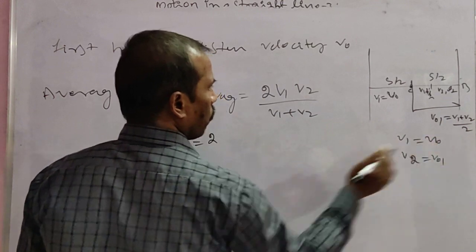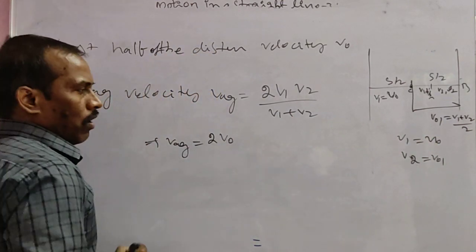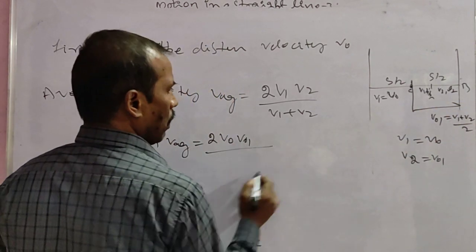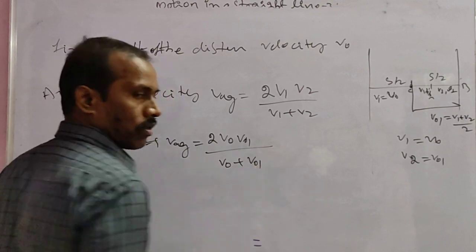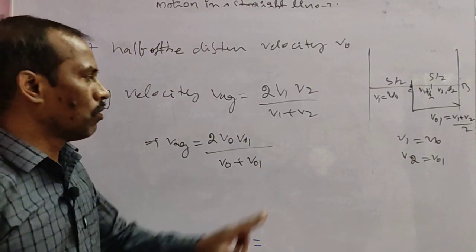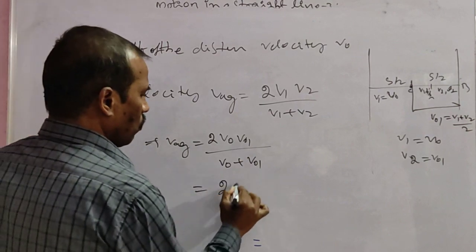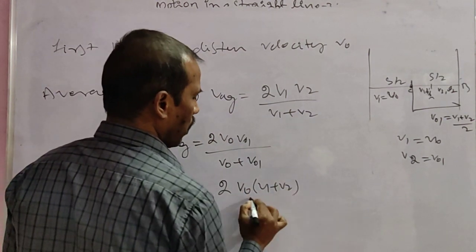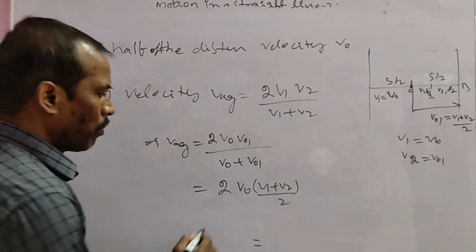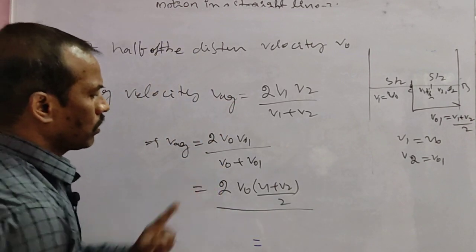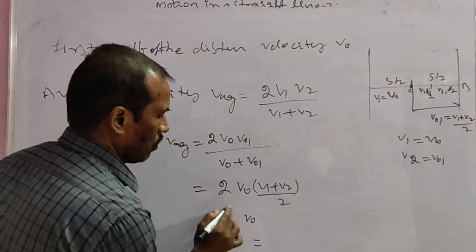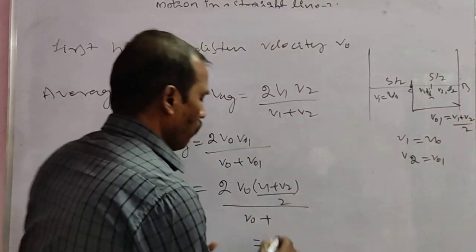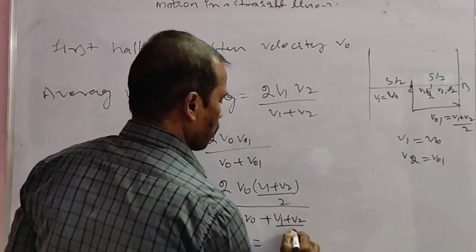Here v1 is nothing but v naught, and v2 is nothing but v naught. The next step is v naught plus v naught prime. Now simplify the next step: 2 v naught into (v1 plus v2 by 2) by v naught plus v naught prime, which is nothing but (v1 plus v2) by 2.